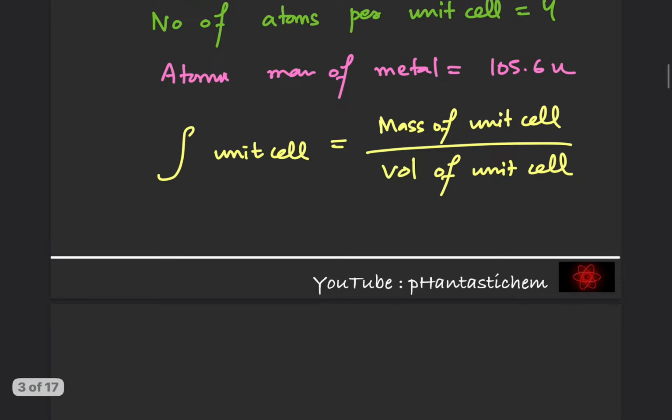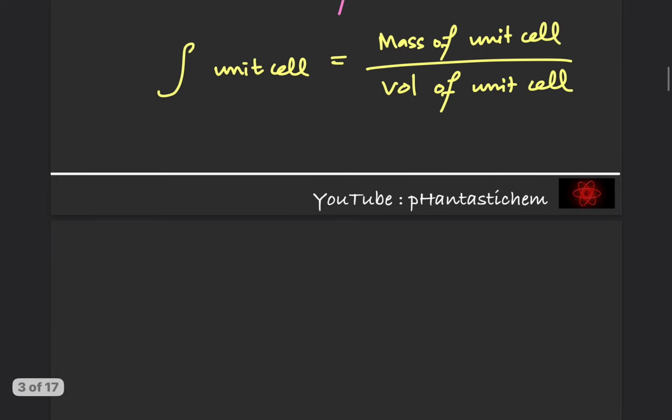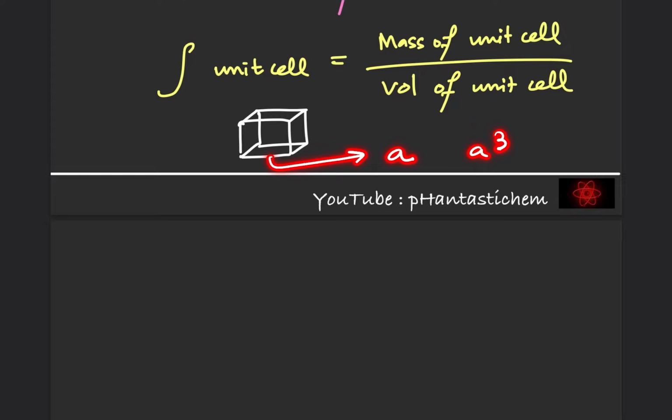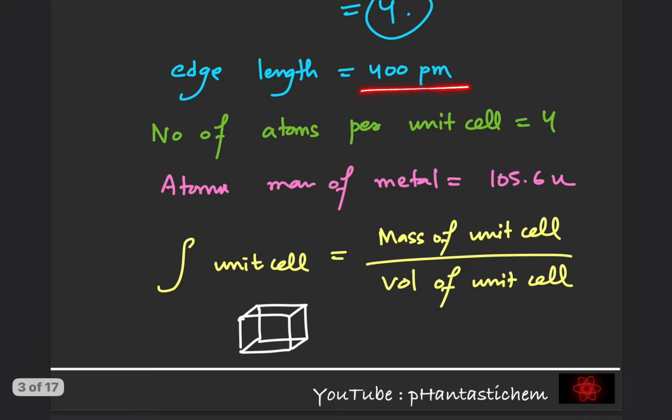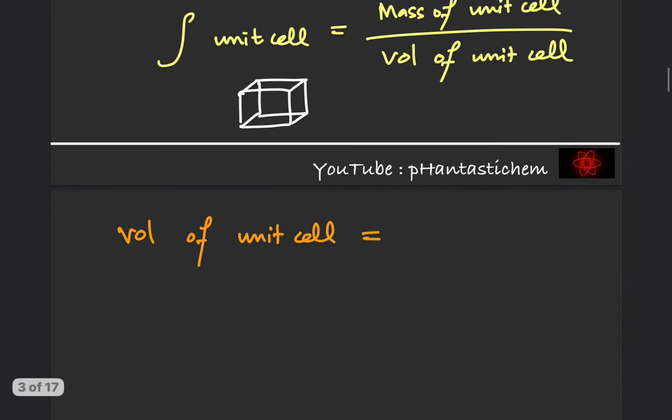Cool. Now we know that the unit cell is a cube. Any unit cell is a cube, right? Face centered cubic, so it's a cube, and the volume of a cube is a cubed, where a is its edge length. So let us say that we have a cube and the edge length is given to us as a. What will be the volume of this cube? In our case, the edge length is 400 picometer, so the volume of the unit cell will be 400 picometer to the power 3.